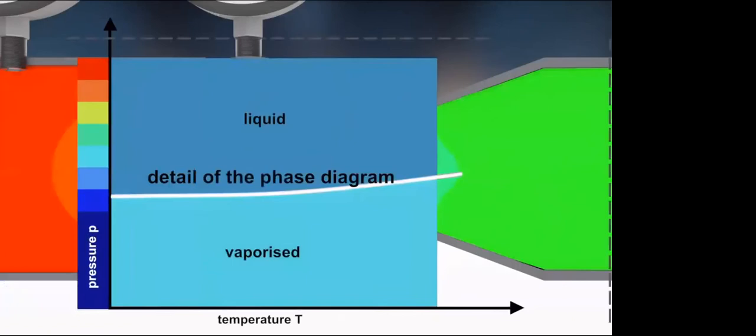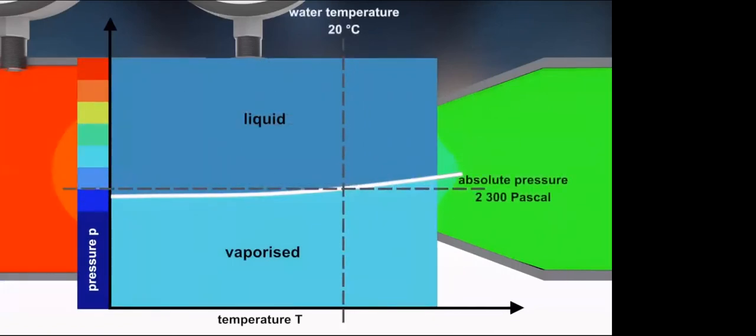We show a detail of a phase diagram of water, which allows to analyze the situation in a narrow pipe section. The temperature of a flowing water can be 20 degrees Celsius, which is a vertical line in the diagram. It crosses the vapor pressure line at an absolute pressure of 2,300 Pascal. As long as the pressure is higher, water remains liquid. If the absolute pressure decreases below 2,300 Pascal, water evaporates.